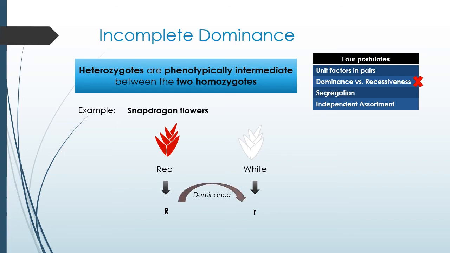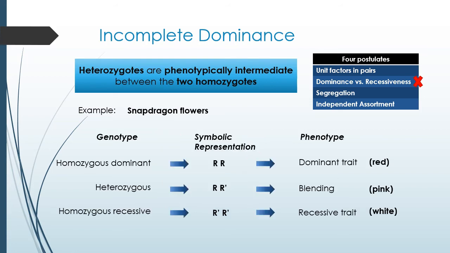This suggests that it is not proper to represent the white trait using a lowercase letter. In this case we will also use capital letter R, but to distinguish it from the red allele, we will place an apostrophe beside it, and it is read as R prime. This illustration shows the resulting phenotypes, corresponding to certain genotypes.